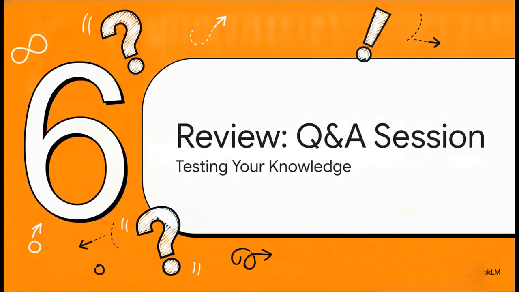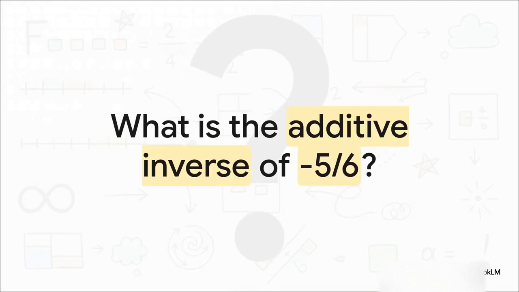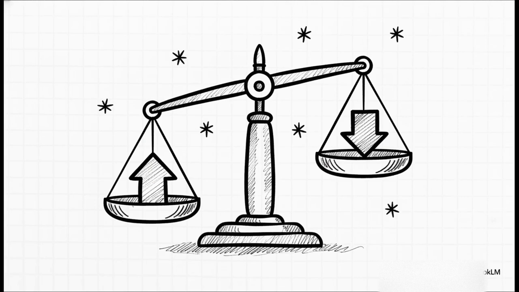Section 6. Let's review. Q&A session. Testing your knowledge. All right, it's time for a chapter checkup. Which of the following is the additive inverse of -5/6? Is it A, 6/5, B, -6/5, C, 5/6, or D, 0? I'm going to give you a brief mental pause to lock in your answer. And the correct answer is C, 5/6.